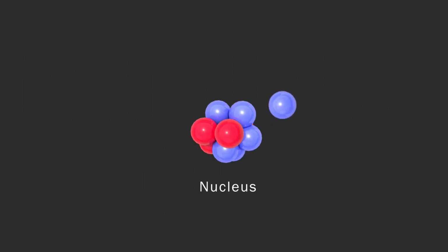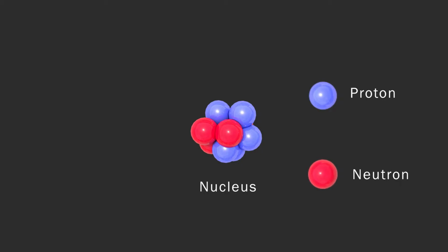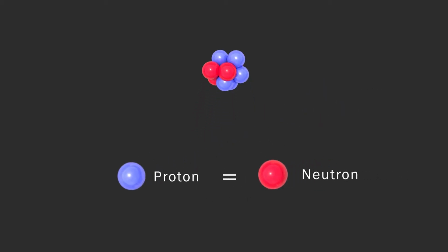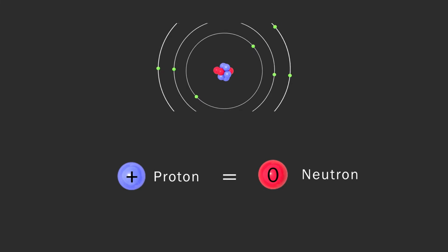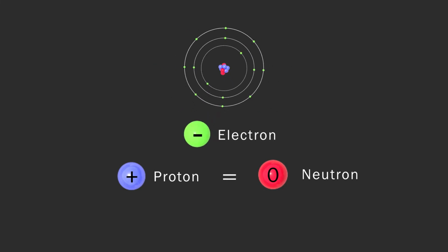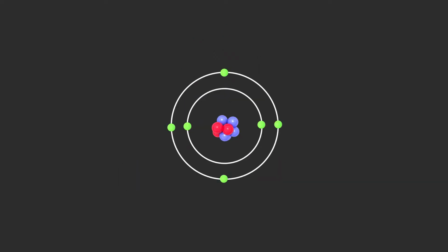The nucleus is made up of protons and neutrons, and the number of protons and neutrons are balanced. Neutrons have no electric charge, protons have positive charges, and electrons have negative charges. A positive charge of a proton equals a negative charge of an electron. Electrons are bound in their orbit by the attraction of protons.